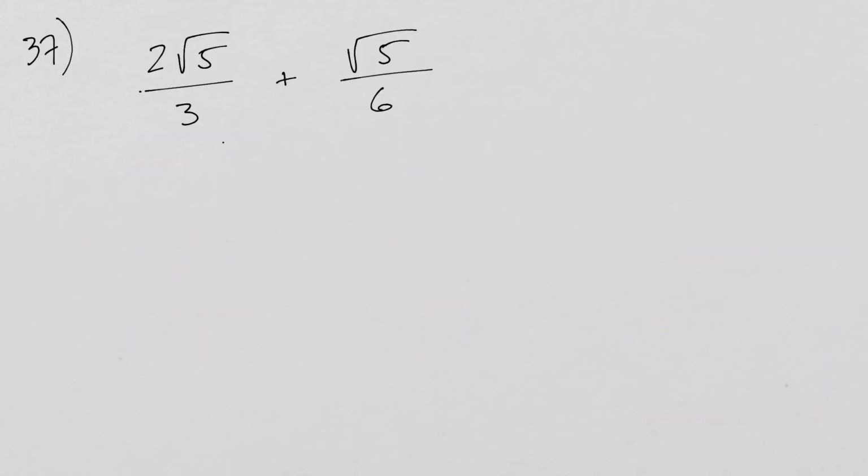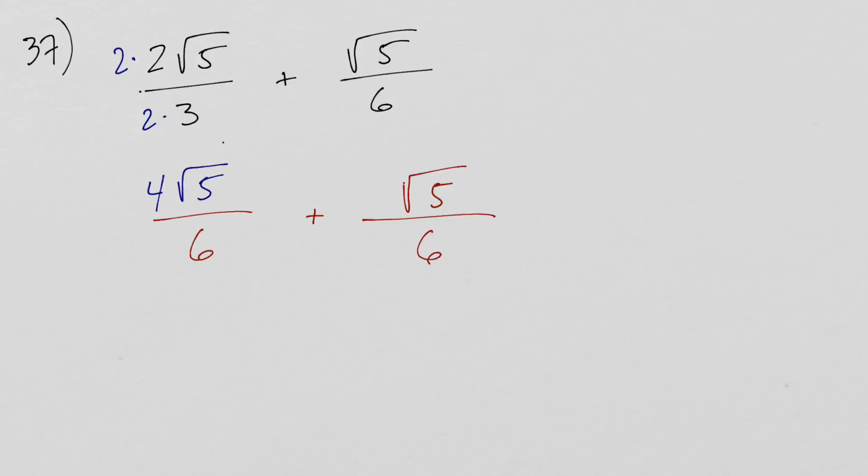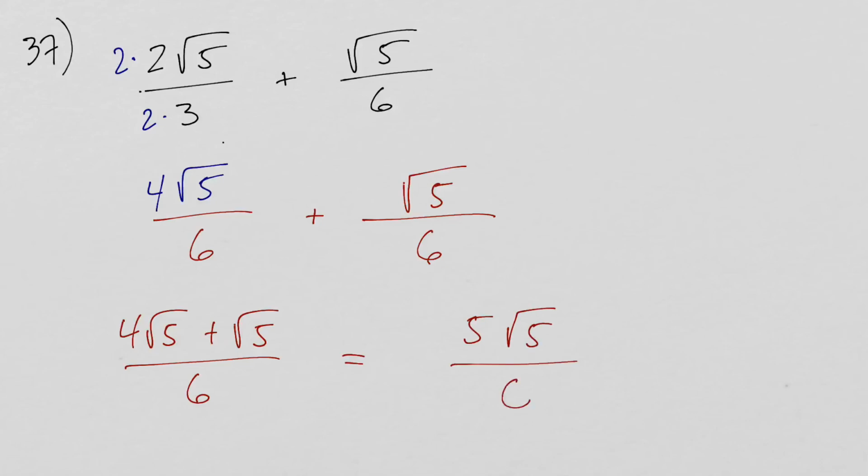Okay, here we have fractions. You need a common denominator. So I need a 6 on the denominator. This one on the right didn't change, but the one on the left you had to multiply by 2 to get to a 6. So I have to do the same thing up top. So this is going to be a 4 root 5. And now you can put it all over one denominator, and I have 4 root 5 plus 1 root 5, which is 5 root 5 over 6.